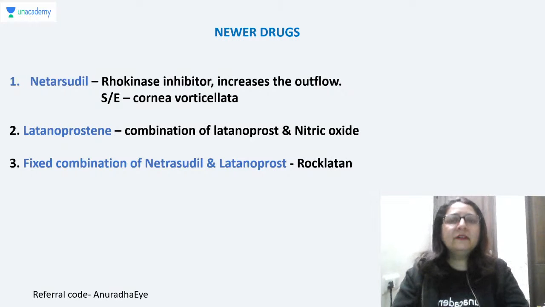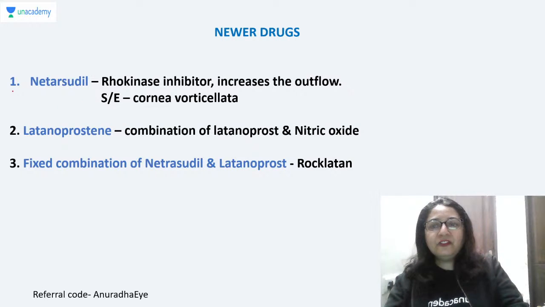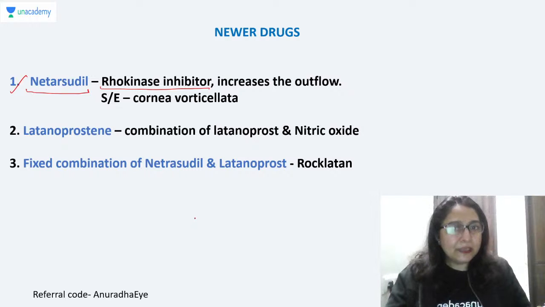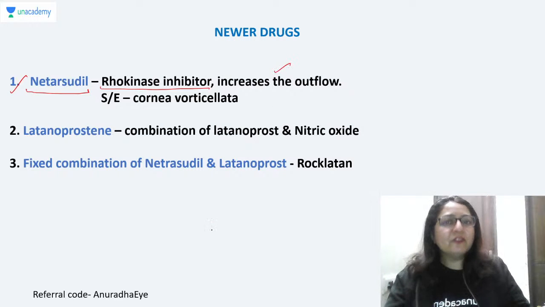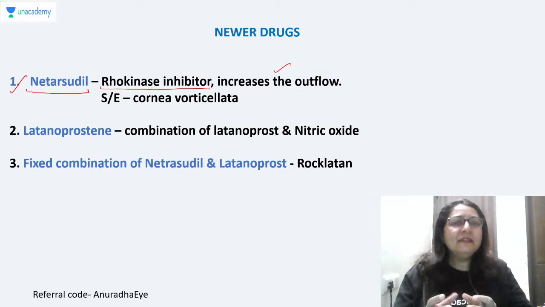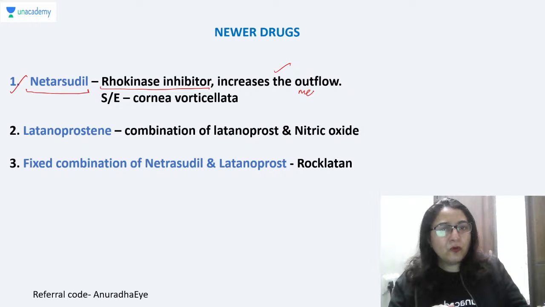So just let me introduce you to certain new drugs which are now available to control the intraocular pressure. These are the latest additions. One is your drug by the name of netarsudil. Netarsudil is a new group. It is a Rho kinase inhibitor. The mechanism of action is not very clear so far, but it has been seen to increase the outflow through the trabecular meshwork.